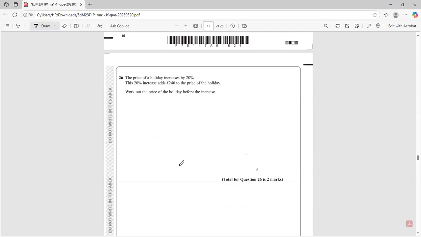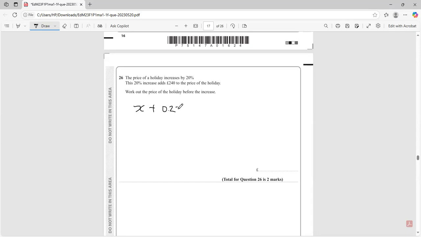The price of a holiday increases by 20%. The 20% increase adds 240 pounds to the price of the holiday. Work out the price of the holiday before the increase. Simple. Let it be X, right? So we are told that X plus 20% of X. So 20% of X is 0.2, am I right? 20 over 100. Yes. Okay, good.